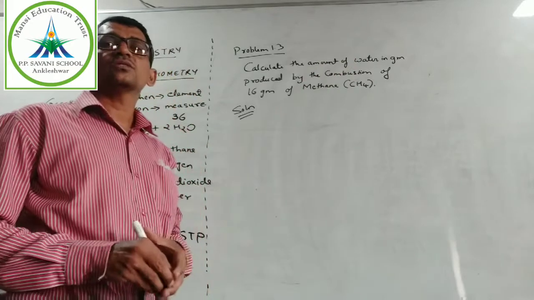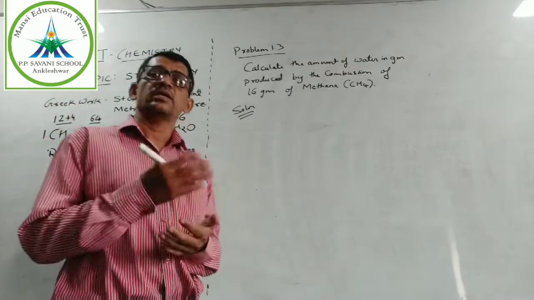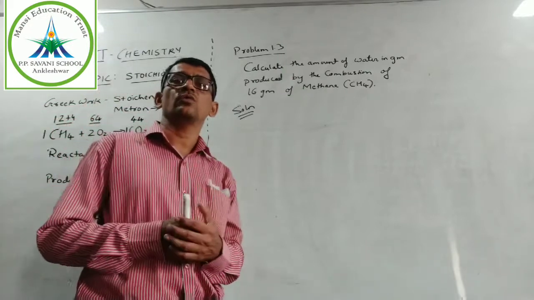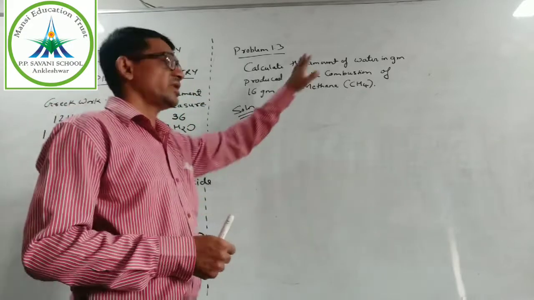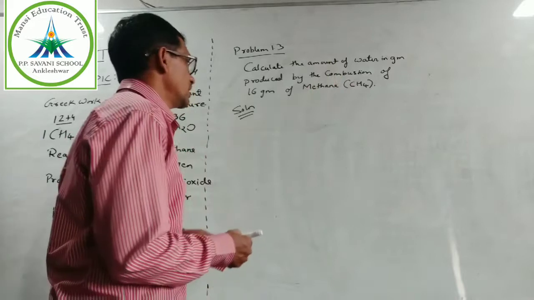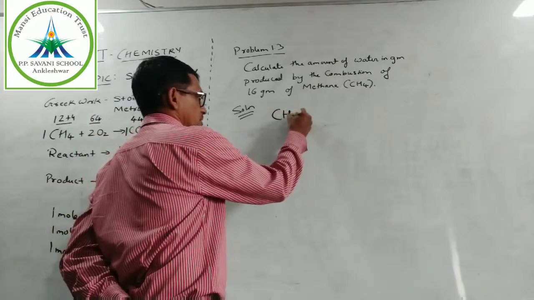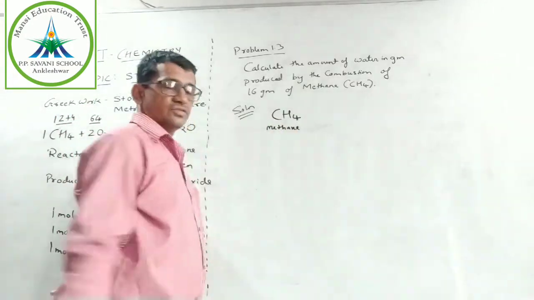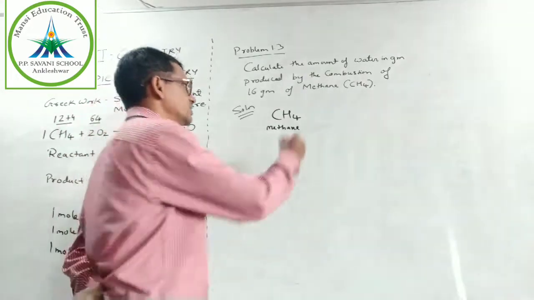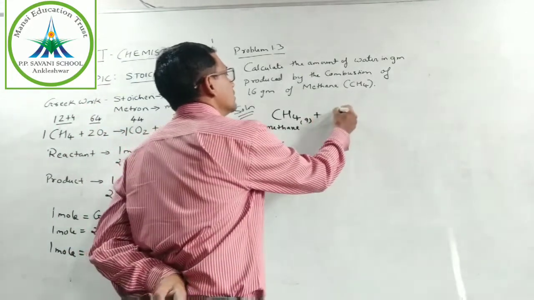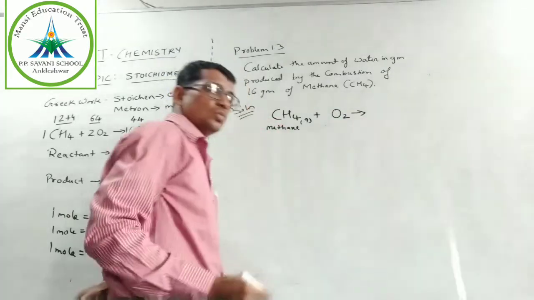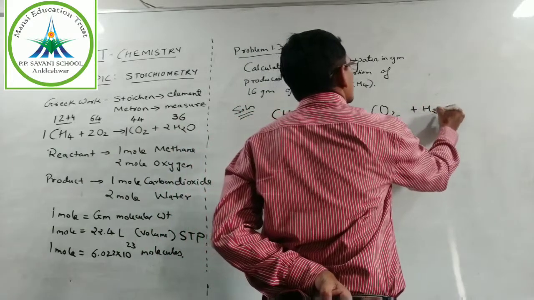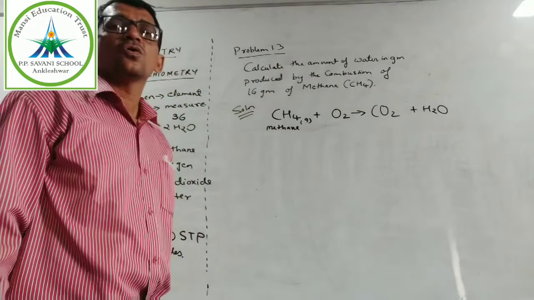gram. So first we will write the reaction, then try to balance the reaction, find the stoichiometry, how much mole of reactant and how much mole of product is produced, and from that we can find the grams of water. So I am writing the reaction, combustion of methane. Methane formula is CH4 in gaseous state. When it is burned in the presence of oxygen, it is converted to CO2 plus water. Carbon dioxide plus water is produced.